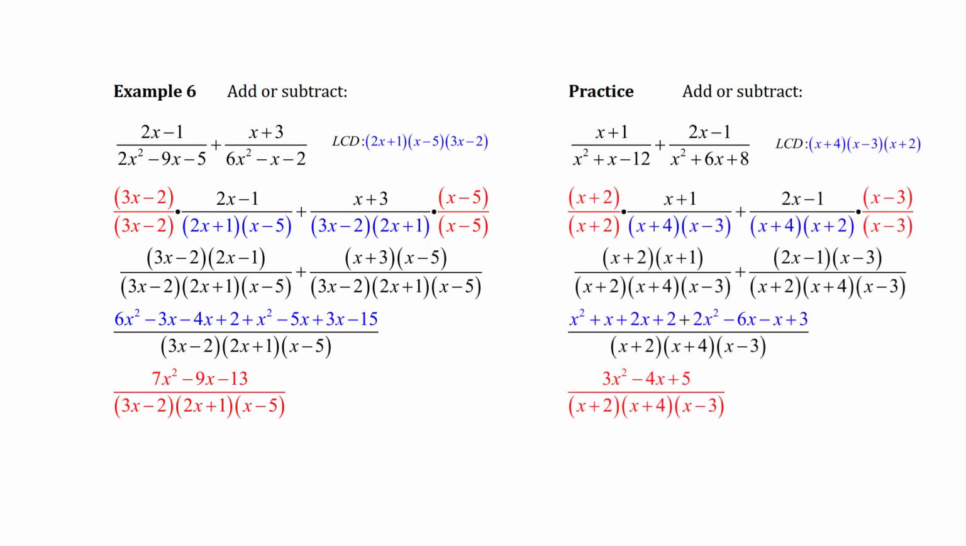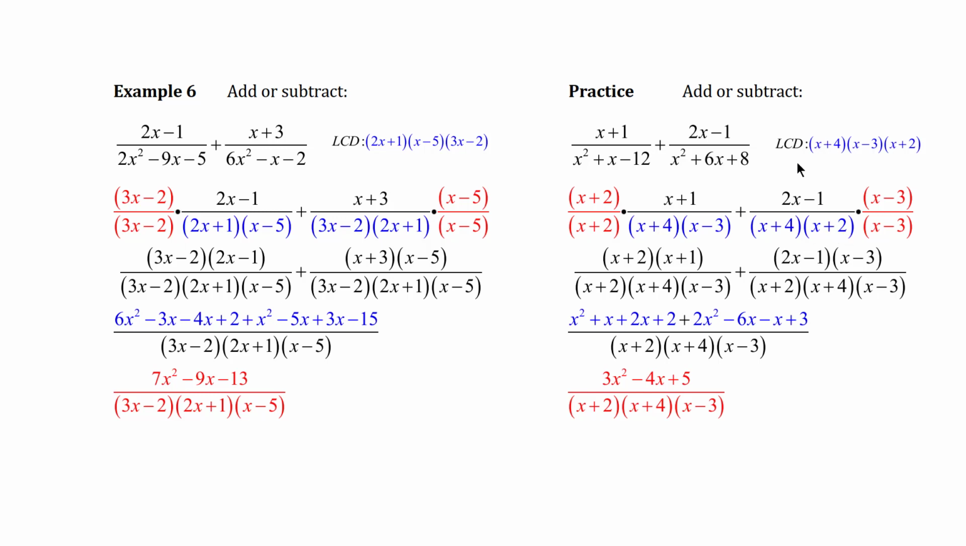Alright, so let's get started. First, we need to factor the denominators for both fractions. We could factor both denominators by using the x method. The result after doing all the factoring is (x plus 1) divided by (x plus 4)(x minus 3), plus (2x minus 1) divided by (x plus 4)(x plus 2).